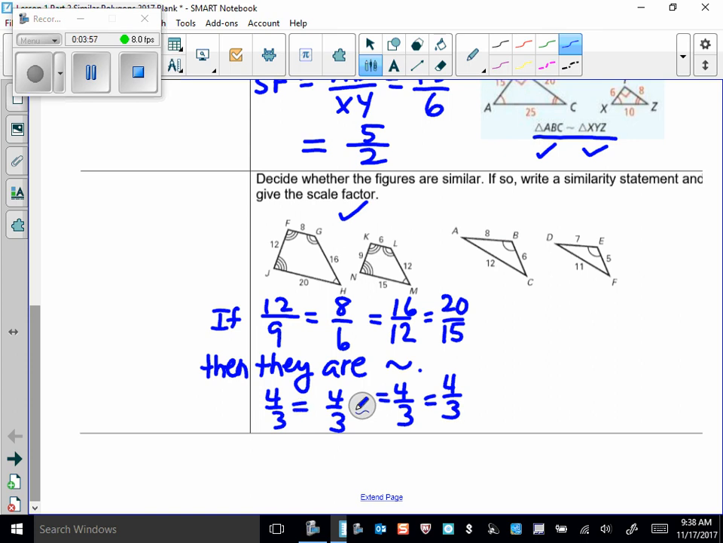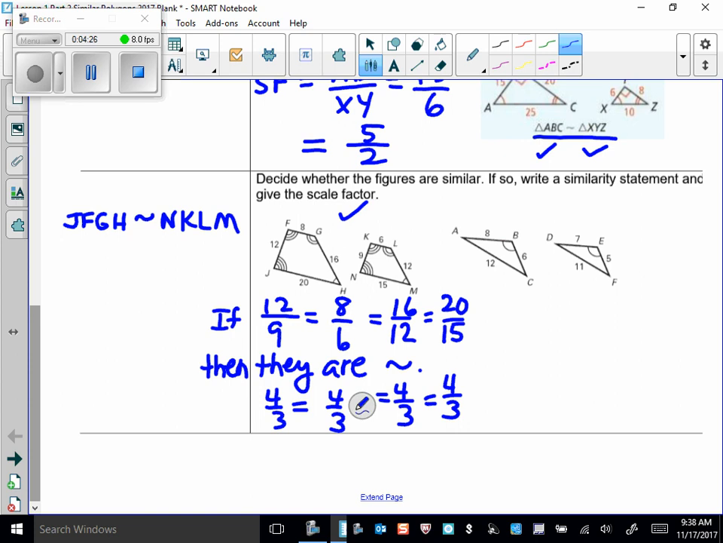So these are similar. So I'm going to say JFGH is similar to NKLM. And just like was the case when we were learning about congruence, the order does matter. I have to have the corresponding vertices in the same order when I write a similarity statement.